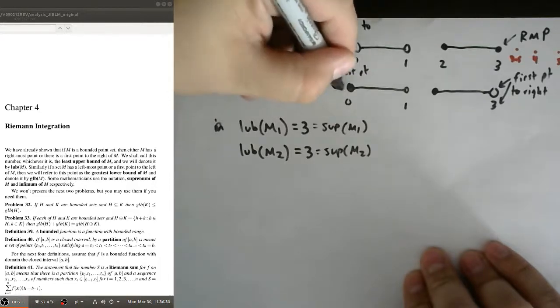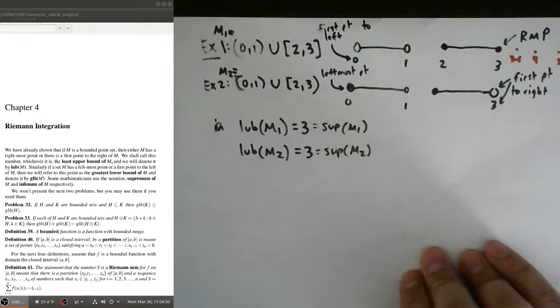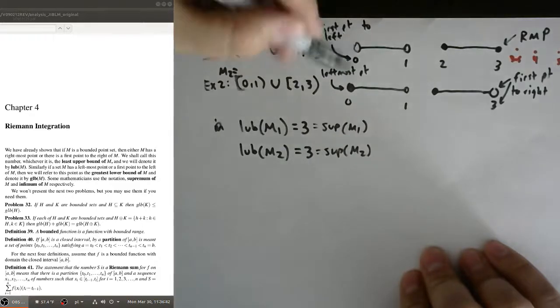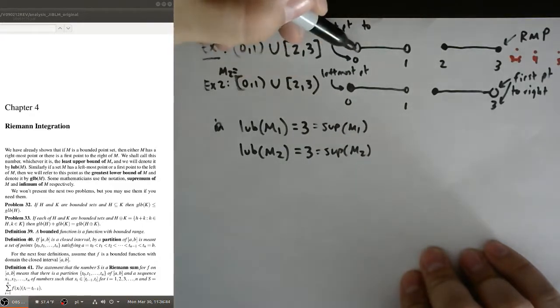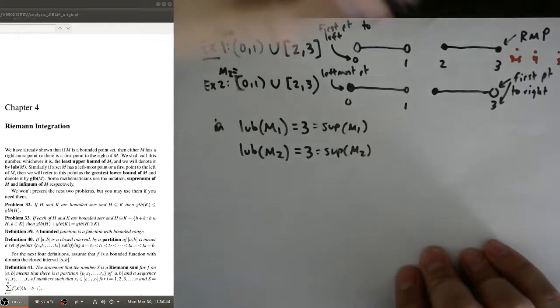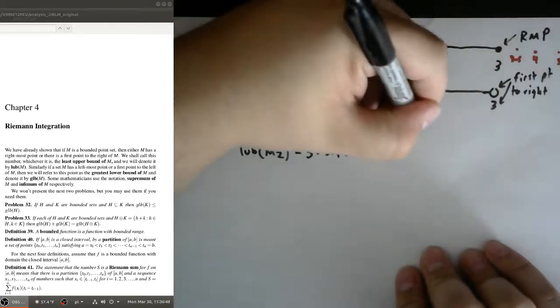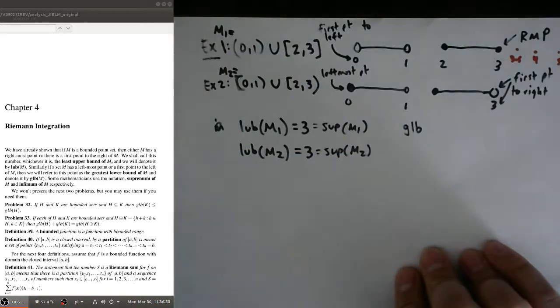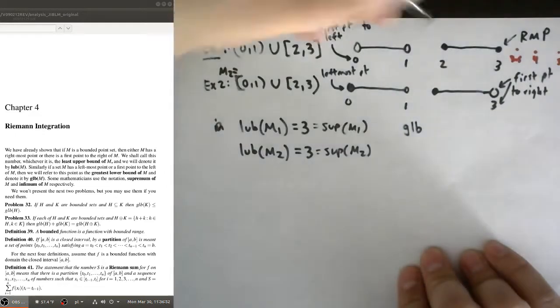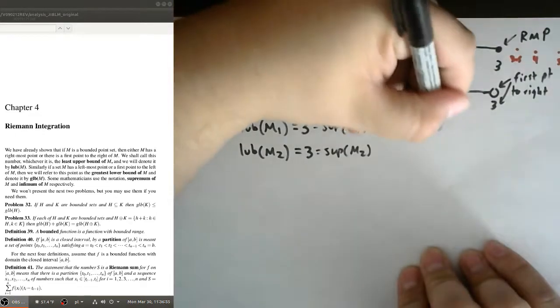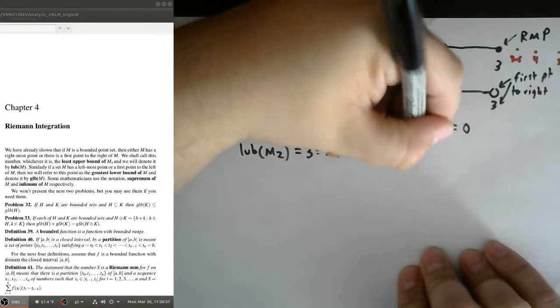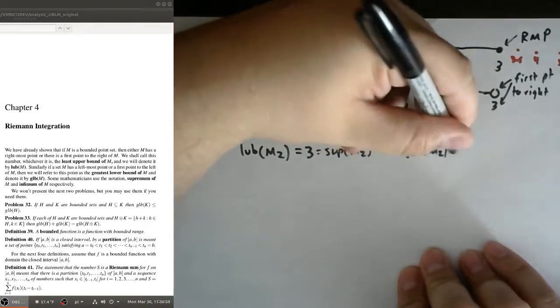Again, it's very similar to rightmost and first point to the right, I mean, to the left. And again, they're the same because the only difference is that this was included in the set and this was not included in the set. And so we have this other notion of the greatest lower bound. The greatest lower bound of M1 is 0, and the greatest lower bound of M2 is also 0.